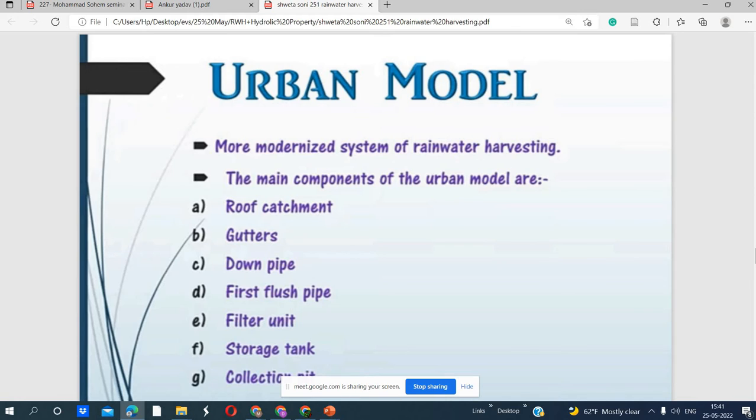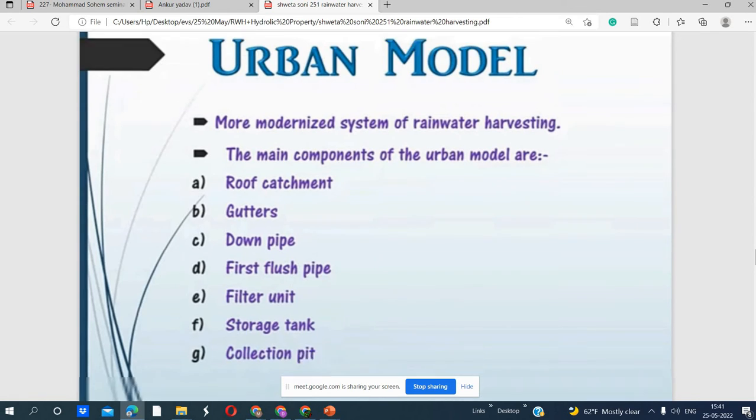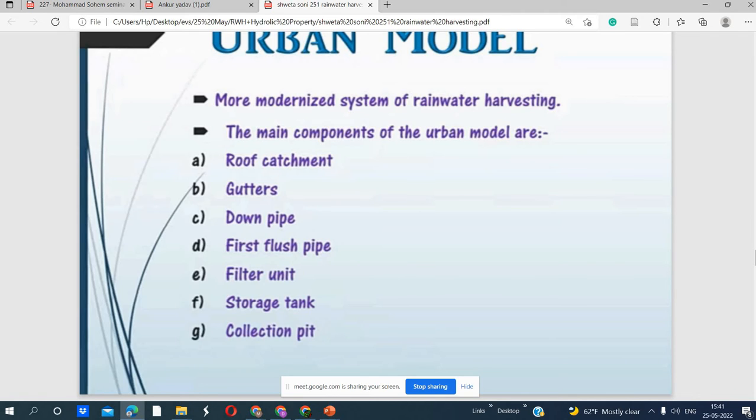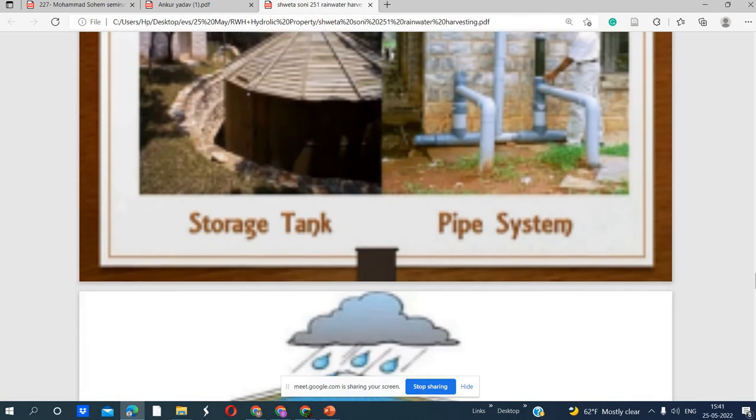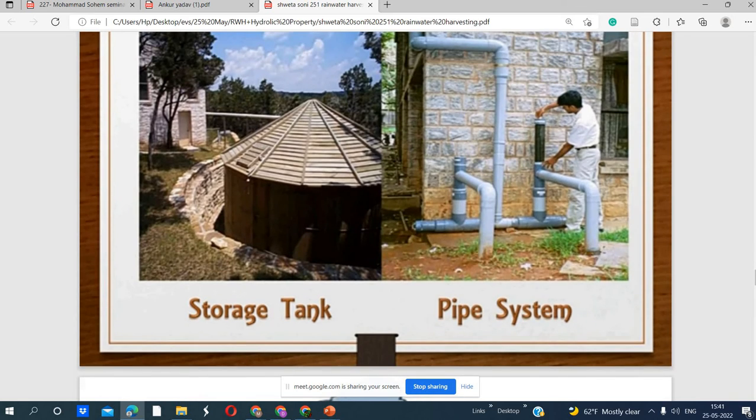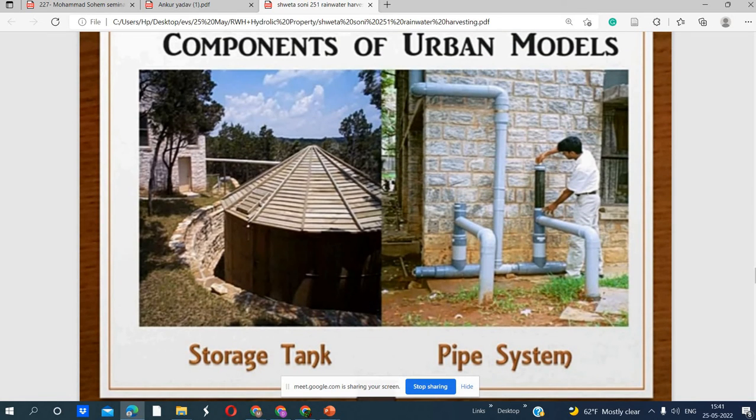Now come the urban models of rainwater harvesting. It contains the rooftop catchment, and then the water goes through pipelines to the filter units. After purification, the water goes to the storage tanks, then to the collection pits, and is used for basic requirements. The basic components of the urban model are the storage tank and the piping system. We need a proper pipe system and storage tanks for collection and storage of water, otherwise we will get contaminated water. Next slide.